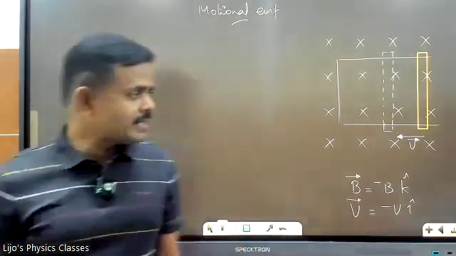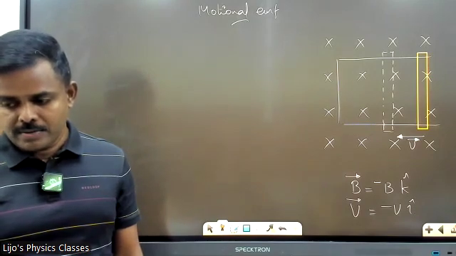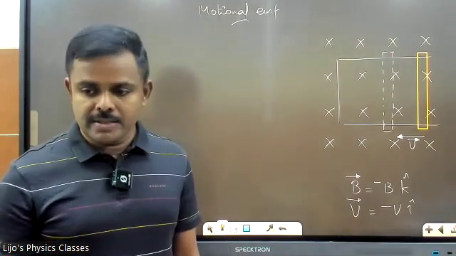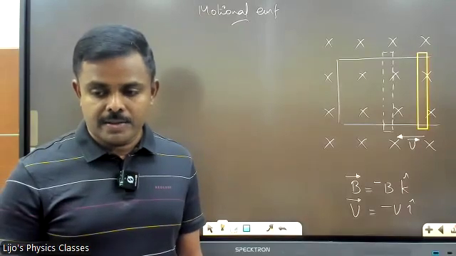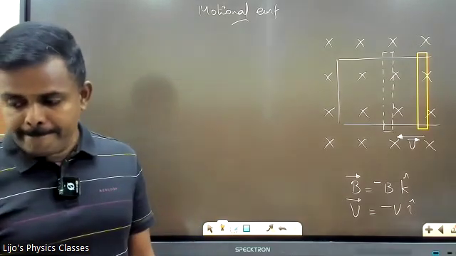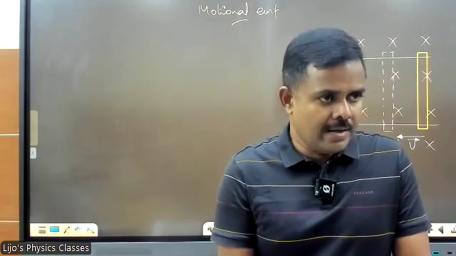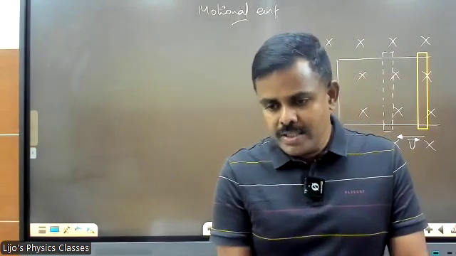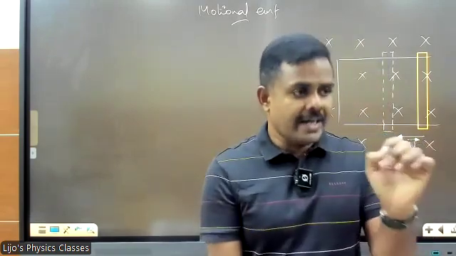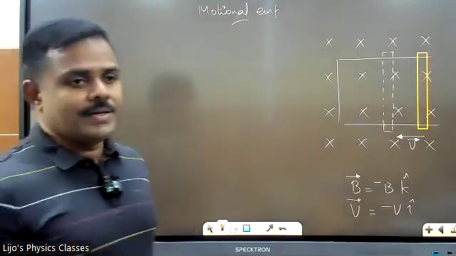Imagine a conductor placed inside a magnetic field on a rail, R-A-I-L, on a rail as shown. Full stop.